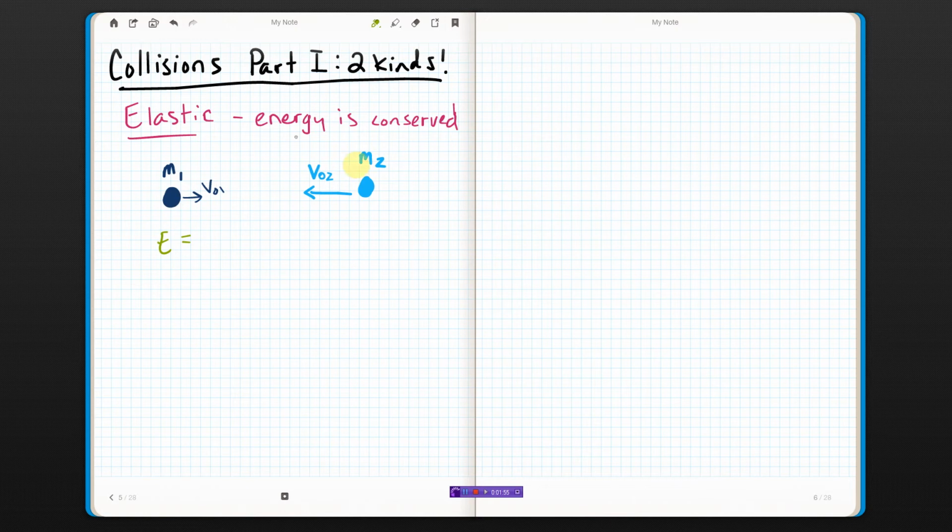So right now, what we have for total energy is the initial kinetic energy of number 1 plus the initial kinetic energy of number 2. So what I have here is 1/2 m1 v01 squared plus 1/2 m2 v02 squared. Whatever this number is, just to make this easy, 32. It's 32 joules. This is an example. That 32 is not going to change.